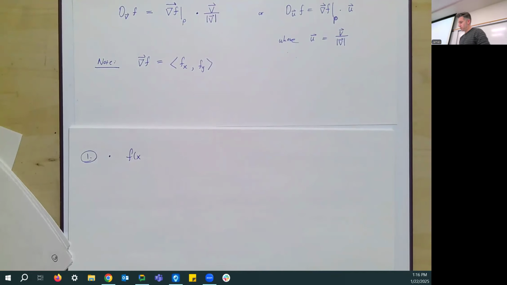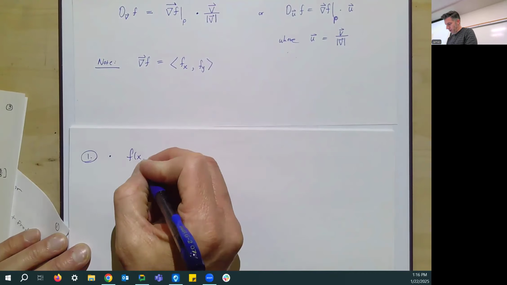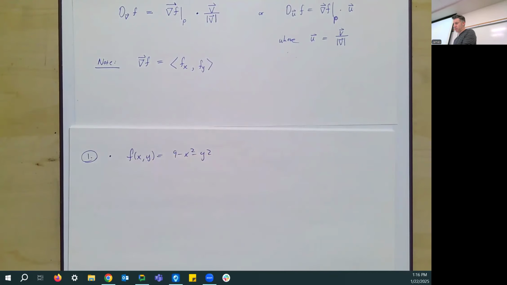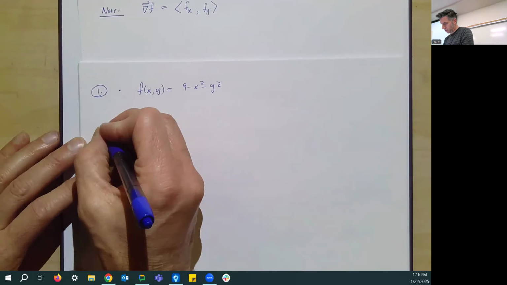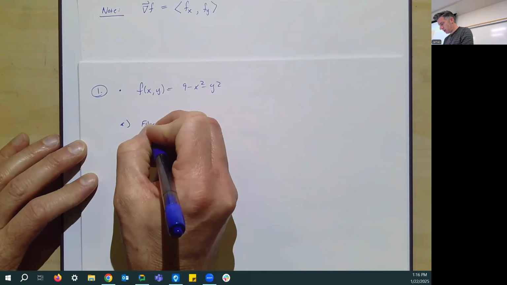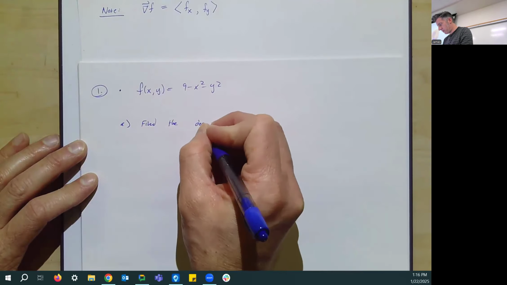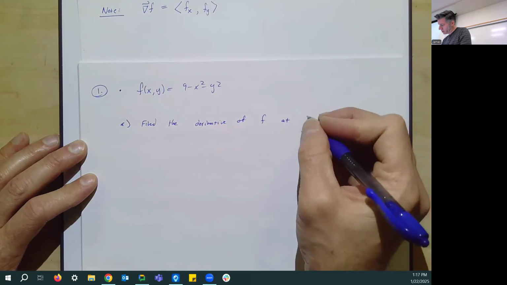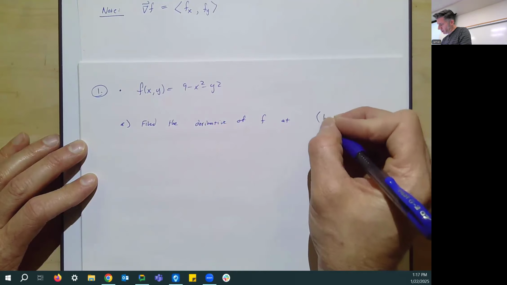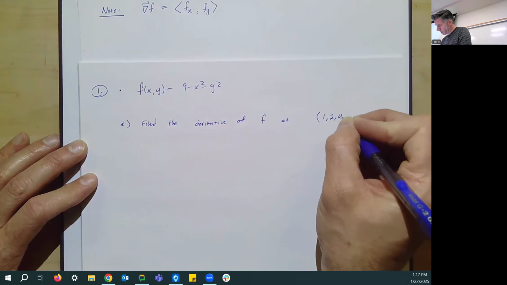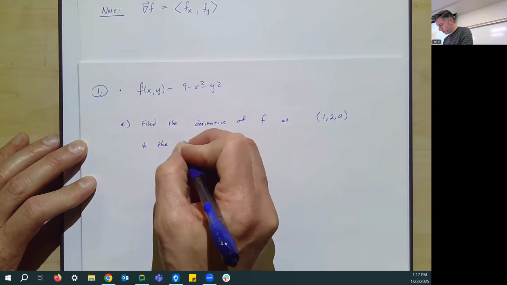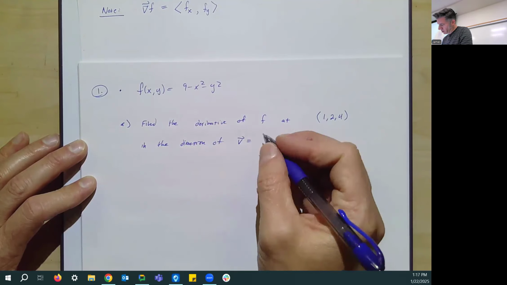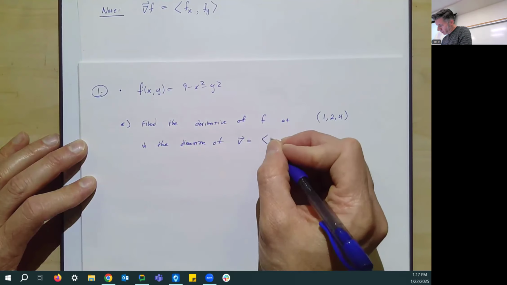All right. Cool. So last time we were talking about the function f of x, y equal to 9 minus x squared minus y squared. And I'm going to change it up a little bit. Let's say we want to find the derivative of f at the point. Sure, we'll stick with 1, 2, 4 for the moment. In the direction of v equal to, let's make it not too terrible, 3, negative 4.